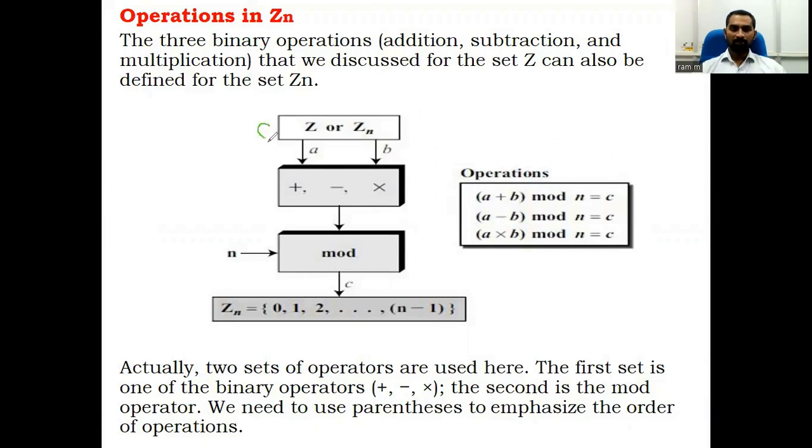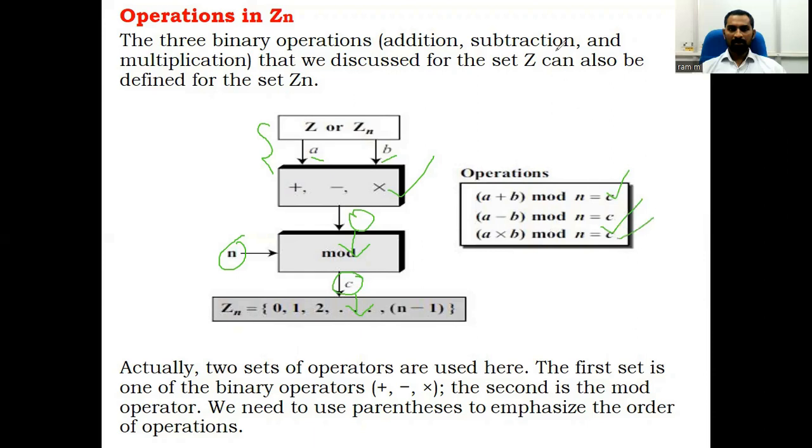In the first step, we take 2 operands A and B and apply the binary operation, and we get a resultant value. To that resultant value, we apply mod with respect to the n value, and now we get a residue. This residue belongs to the residue set of Zn. Why? Because if you apply mod n, the residue will compulsorily be between 0 and n minus 1. Those values are represented by the residue set Zn. This is about the addition operation, this is about subtraction, and this is about multiplication.